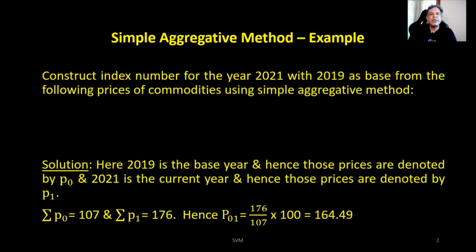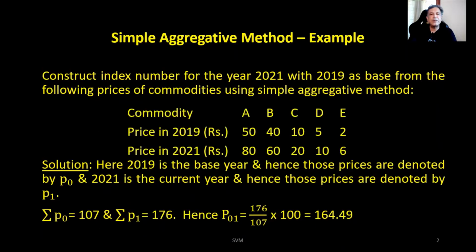To understand this, let us use this example: construct an index number for the year 2021 with 2019 as the base from the following prices of commodities using the simple aggregative method. The commodities are A, B, C, D, and E, and the prices of the current year and base year are given. Base year is 2019 and current year is 2021. For each commodity, the prices are given.